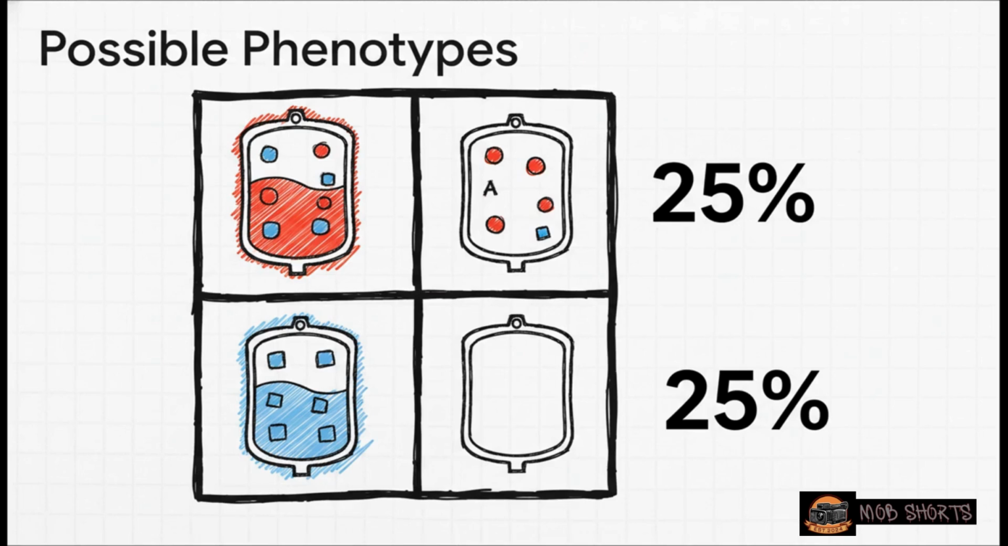This is so cool. If we look at the 4 squares, we have 4 possible genotypes, and that gives us 4 different phenotypes. You've got a 25% chance of type AB from the IAIB genotype, a 25% chance of type A from IAi, a 25% chance of type B from IBi, and a 25% chance of type O from the 2 little i's. How amazing is that? All 4 blood types are possible from these 2 parents.